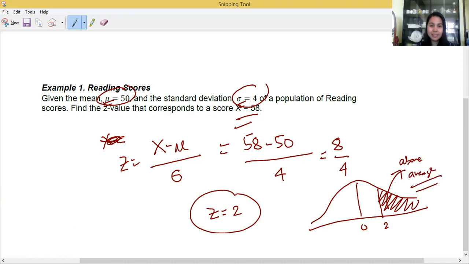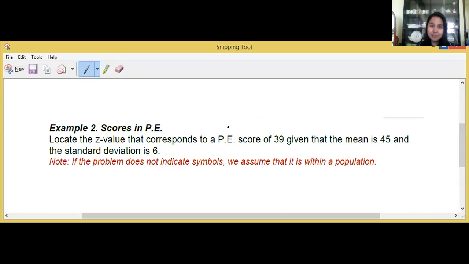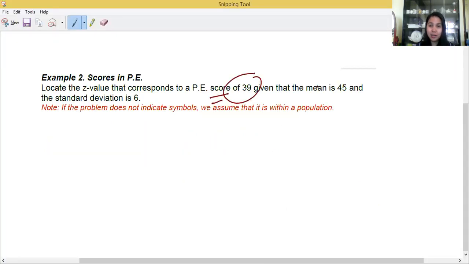Let's have the next example. The next example is about the scores in PE. Now, the given, that's 39 is the score, the mean is 45, and the standard deviation is 6. There's no notation, whether it's X bar, mu, sigma, or S. So there's a note. If the problem does not indicate symbols, we assume it's within a population. So let's solve for our z-score.